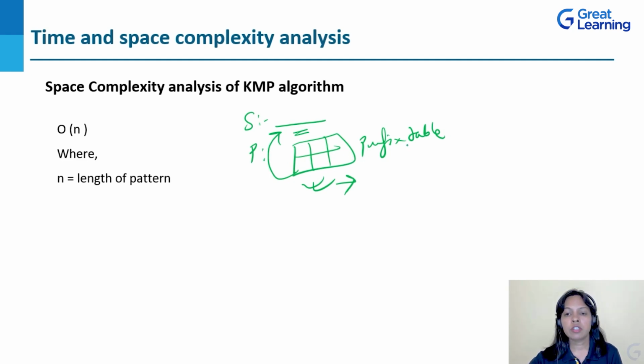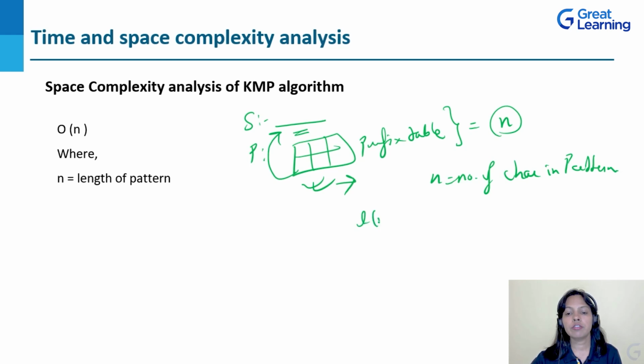So the space taken by the prefix table will be n, if n is the number of characters in the pattern. Or I can say if the length of the pattern is n, then the table will take n space to be stored. And the string will not take any space. At runtime itself, one character can be fetched and executed. So the space complexity for KMP algorithm is big O of n.